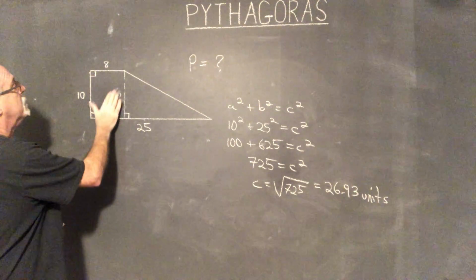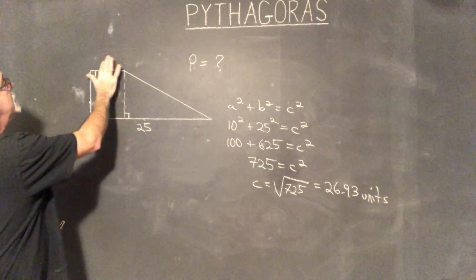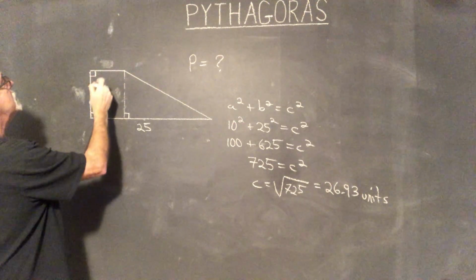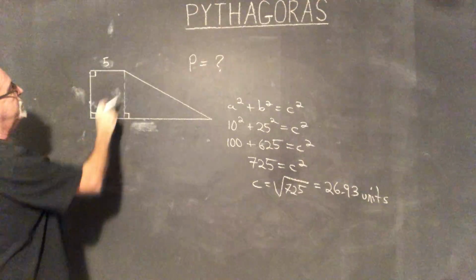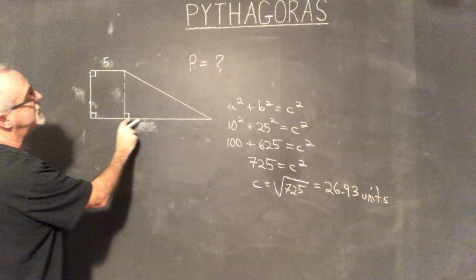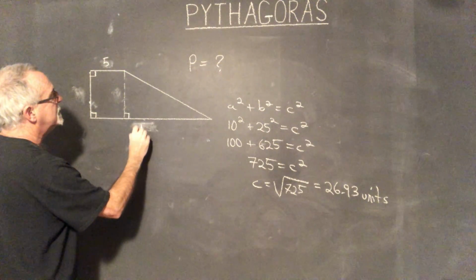This time, we're not going to know the height. That's not going to be 8 anymore. I'm going to say that is 5. But if that's 5, this shouldn't be 25. I have to change it. I'm going to say it's about 17.